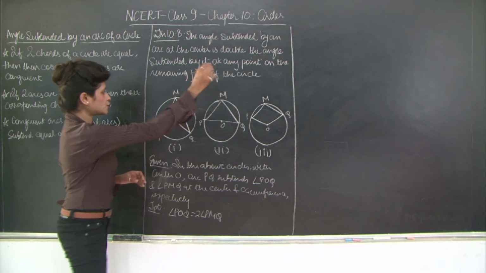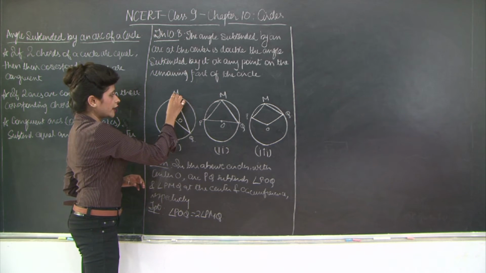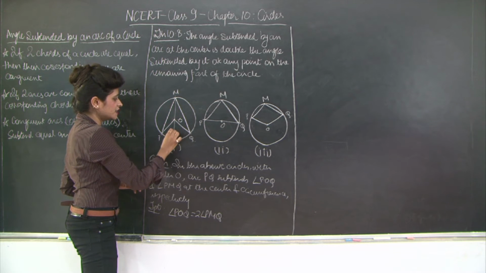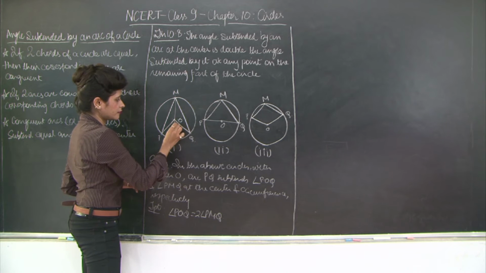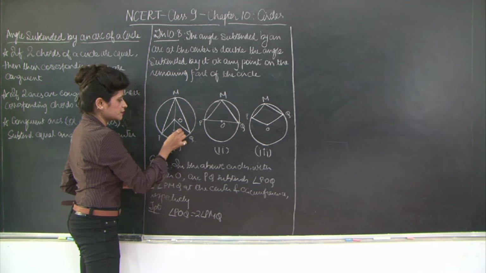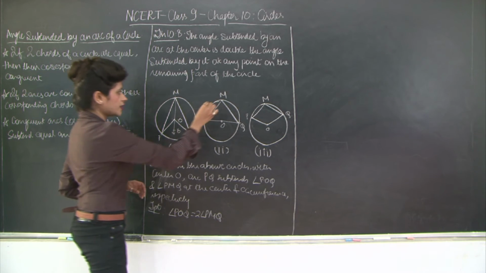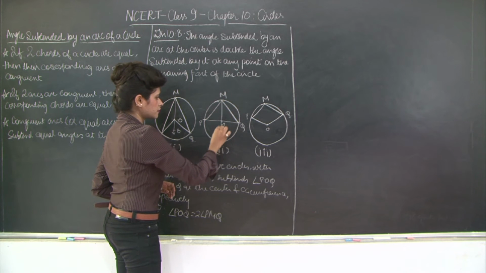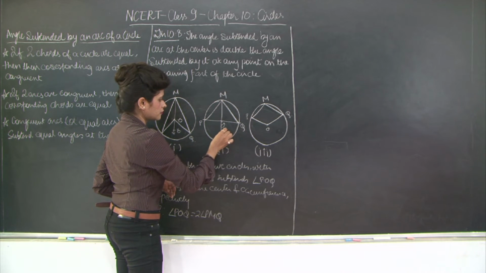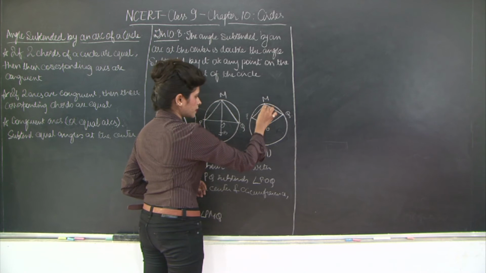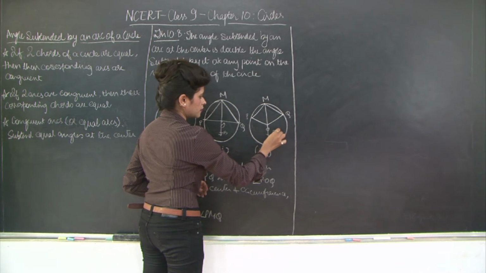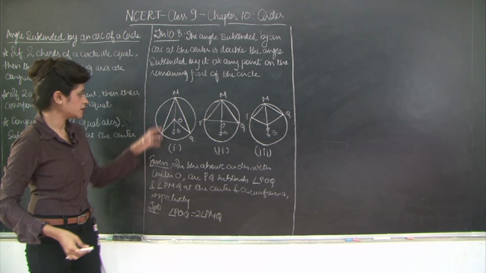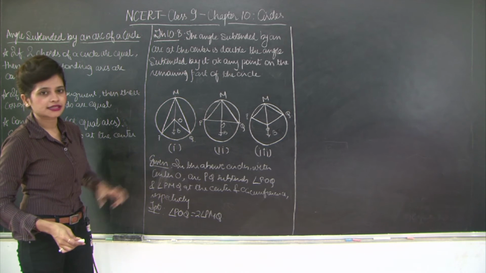So what we are going to do is, we are going to join points MO and extend it until point B. Let's say this is point B. Here also let's do the same thing. So this is going to be a construction, join MO and extend it until point B.